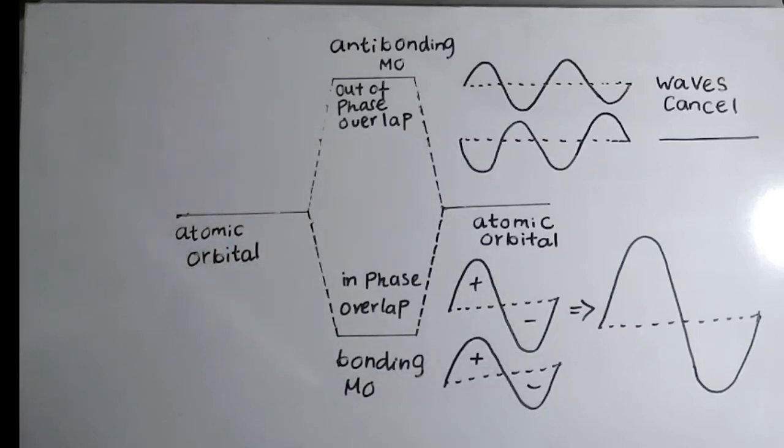So this is the common diagram for molecular orbitals. We have to go to a real example, then we can understand this theory further.